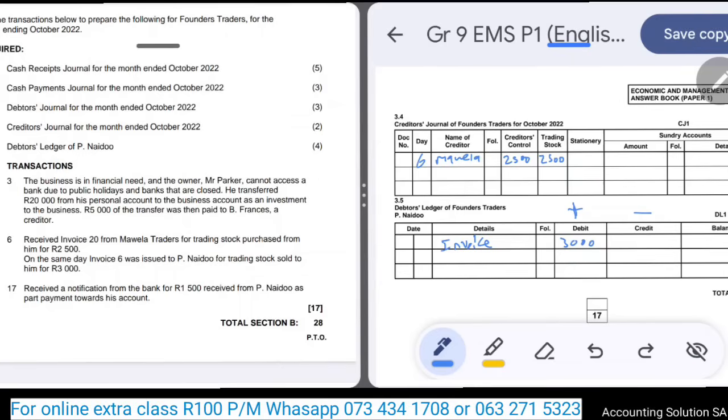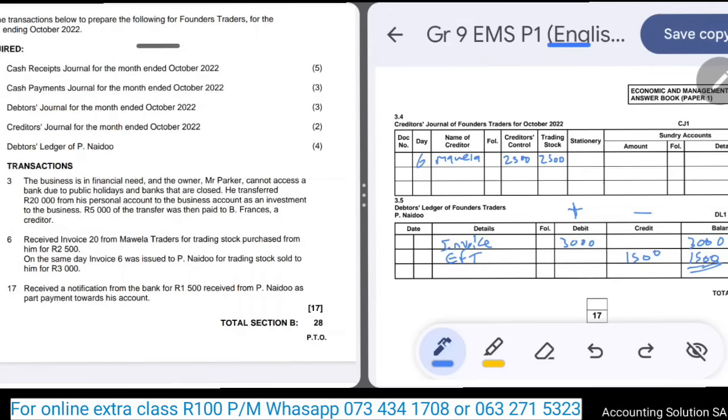Okay, and amount is 3,000. But because we received EFT from him of 1,500, if you still remember the last one, because he paid, his debt is going to decrease. And now the balance at the end here, when he took the stock without paying, his debt was 3,000, and now 3,000 minus 1.5 is going to leave a balance of 1.5 at the end. So that's how you prepare debtors ledger.